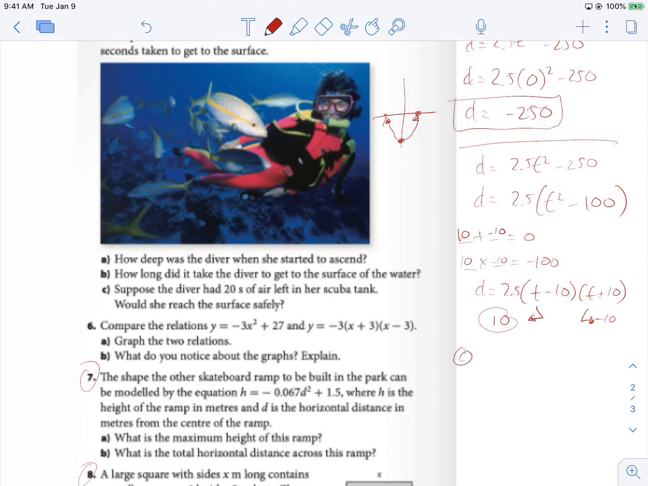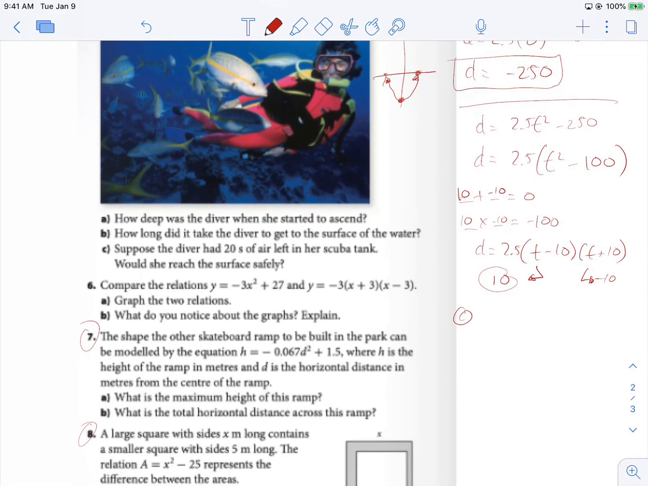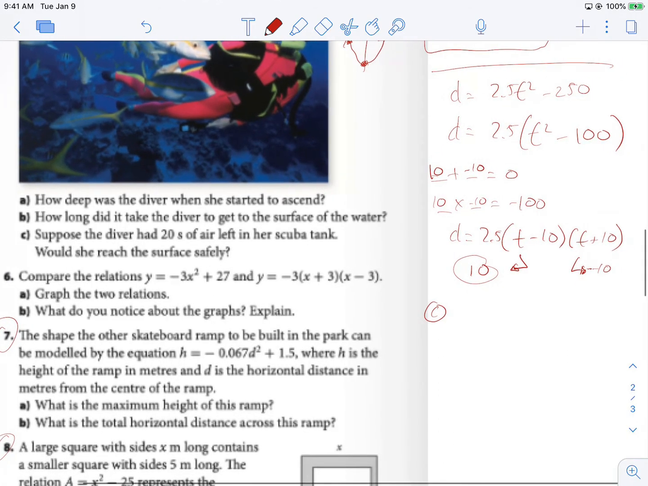For C, suppose they had 20 seconds of air left in the scuba tank. Would they reach the surface safely? That is very scary. Let's take a look. So 20 seconds is going to be our time when we look at our equation right there.